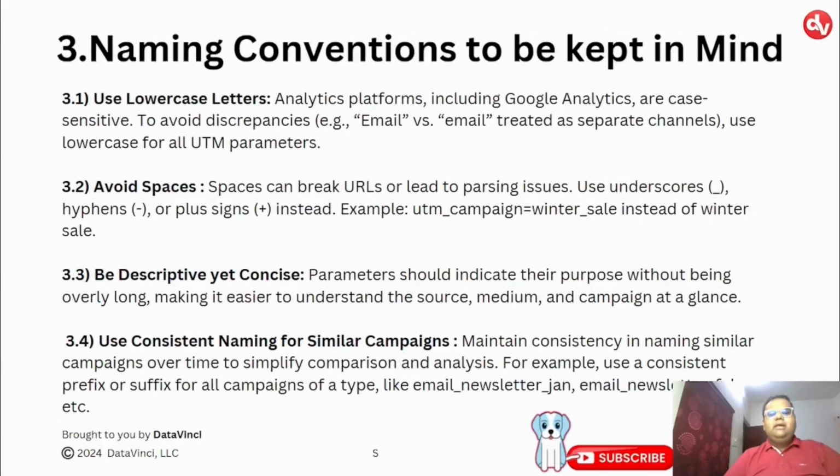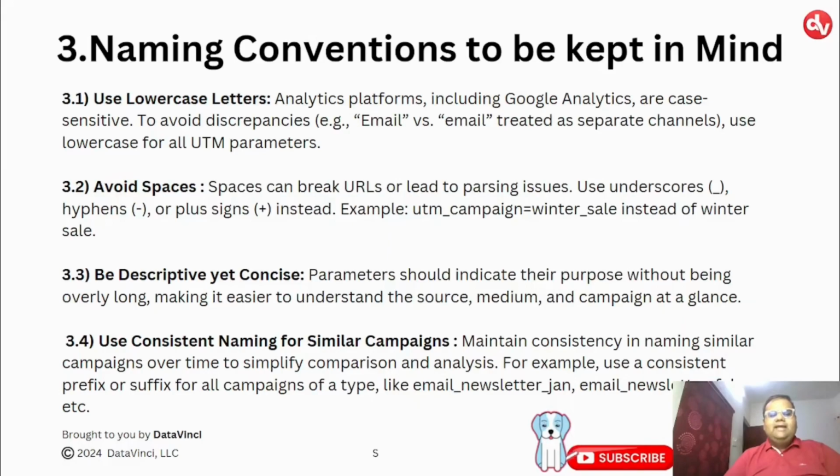Now, there are some naming conventions that should be kept in mind while adding the UTM parameters to your URL. The first such convention is to always use lowercase letters. Analytics platforms, including Google Analytics, are case sensitive. And to avoid discrepancies, we should always use lowercase for all UTM parameters. Second, we should avoid spaces. Spaces can break URLs or lead to parsing issues. Use underscores, hyphens, or plus signs instead.